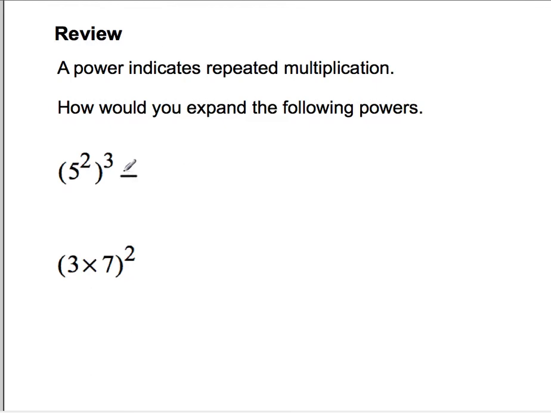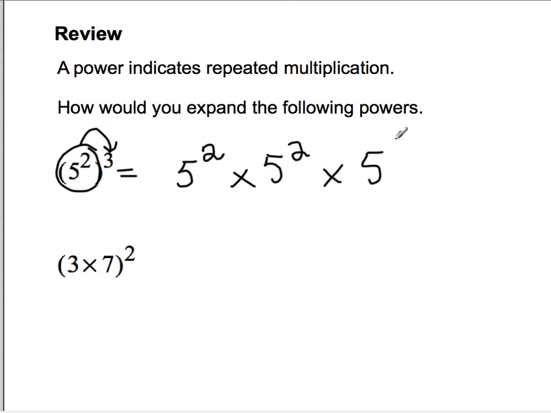So in this case, this whole thing is the base to that power. Since it is 5 to the power of 2, to the power of 3, I have to write 5 to the power of 2 three times. Since this whole thing is the base to that power, this tells me how many times I write this base, so I write it 3 times.